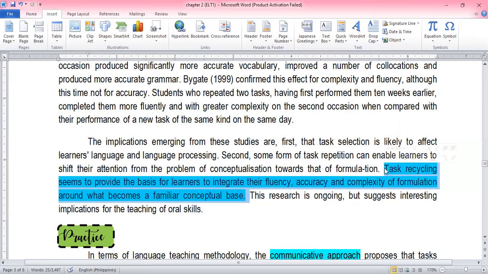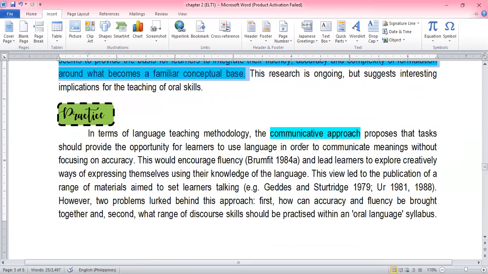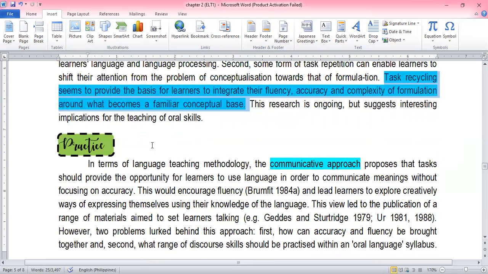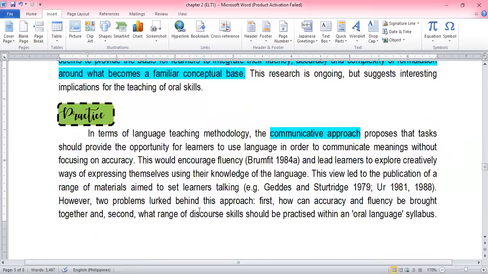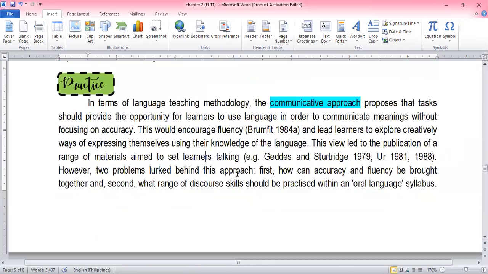So, somehow, it improves the three of them, fluency, accuracy, and complexity. So, task recycling is considered like one of the best teaching strategies when we want to teach speaking the language to our learners. So, dito tayo sa practice kung saan yung source ng ideas niyo for lesson planning. So, in terms of language teaching methodology, the communicative approach proposes that tasks should provide opportunity for learners to use language in order to communicate meanings without focusing on accuracy.